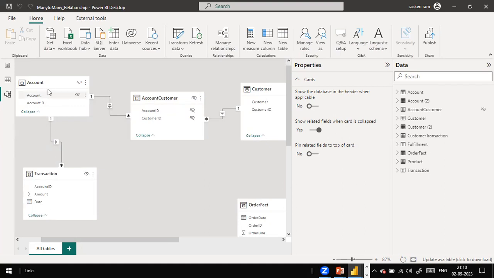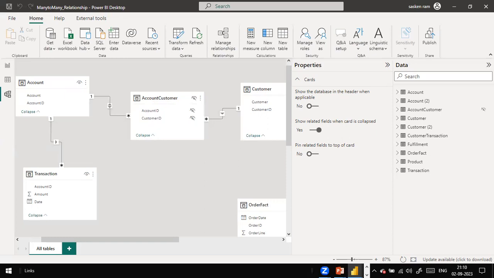When it comes to the account table, each account has a bank account number, let's say my savings account number with some bank. A single account can be associated with a single customer, but there are cases where a single account can be assigned to more than one customer. What case? Joint account. A single account can be assigned to more than one customer, and a single customer can own multiple accounts. This is called your many-to-many relationship.